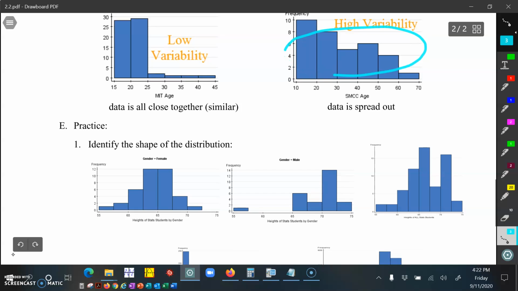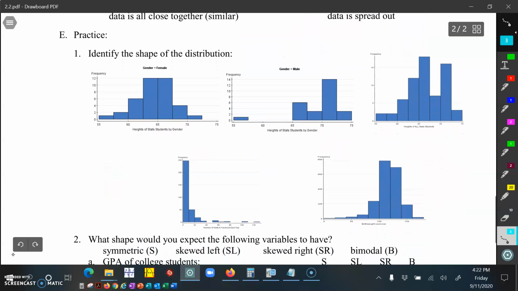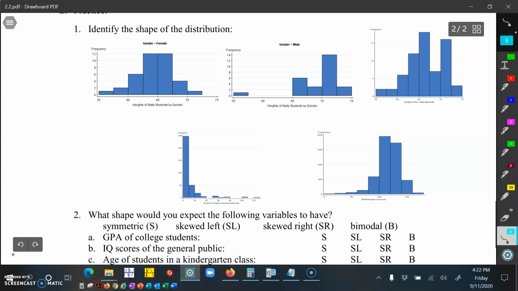All right. So at this point, you might want to pause your video and see if you can do these practice problems, and then restart it to see if you got the answers correct. Okay, hopefully you just paused your video. Welcome back. So when you're identifying your shape, you want to be talking about two things here, symmetric versus skewed, and also your modality.